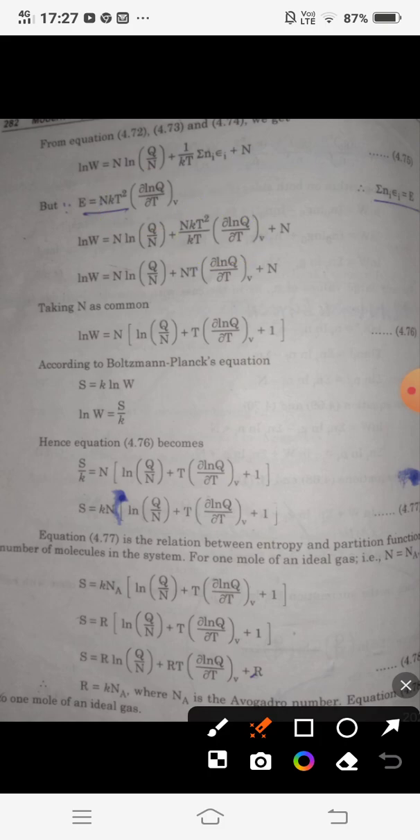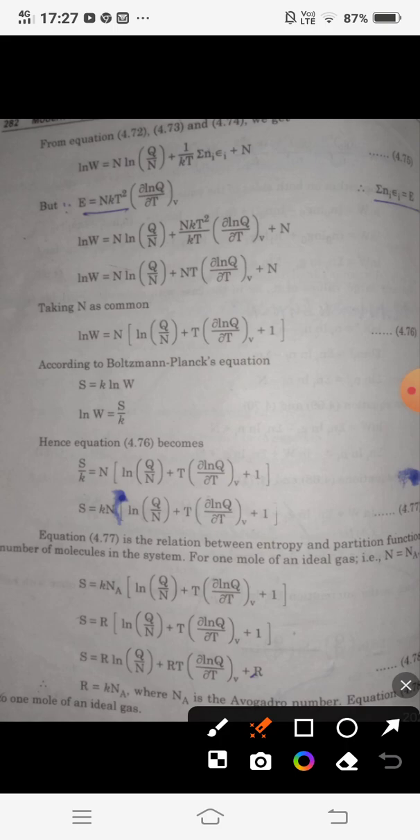So we will put this value here, N plus N natural log W, where W is the number of ways in which the microscopic particles can be arranged. So in the overall equation, we are going to cancel out this constant from the numerator and denominator, and this T squared is also cancelled out by one T, and only one power of the temperature is remaining here. The overall equation can be solved by taking N as common, because N is a part of all the fragments of the equation.